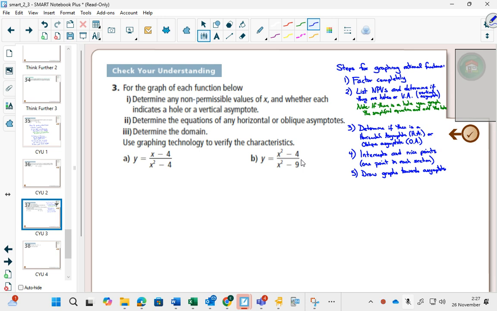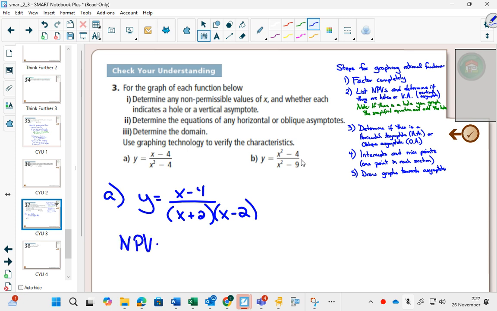So all we do now till the end of the unit is just practice more of these. With every single one, something interesting or a little bit different happens, but the steps stay the same. So if we're doing A here, we'll factor first. We notice that the bottom is a difference of squares, so we get x plus 2 and x minus 2.